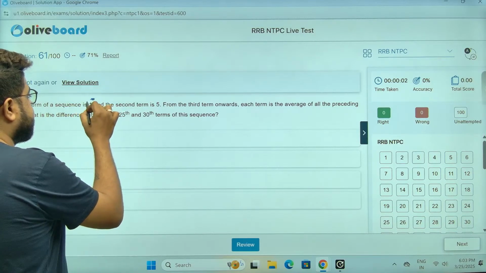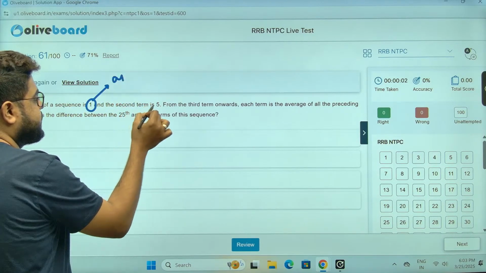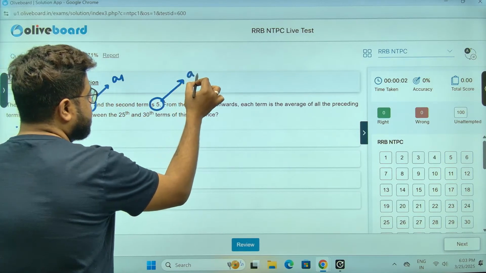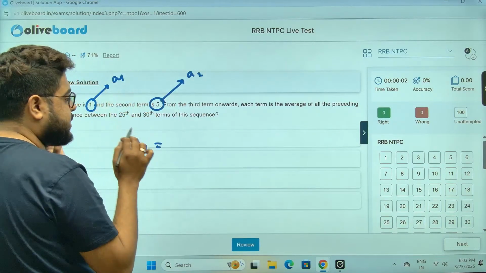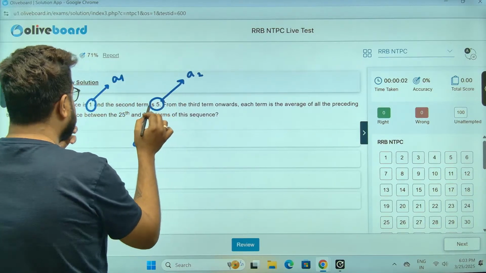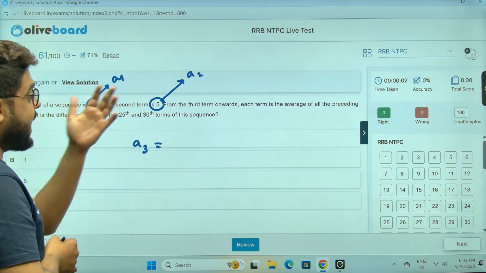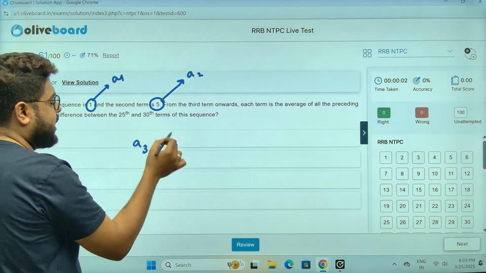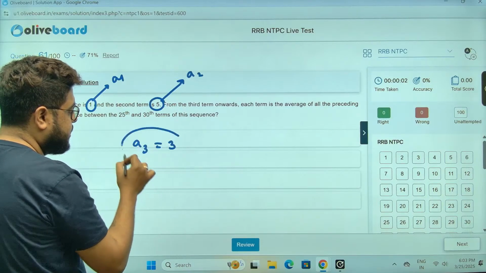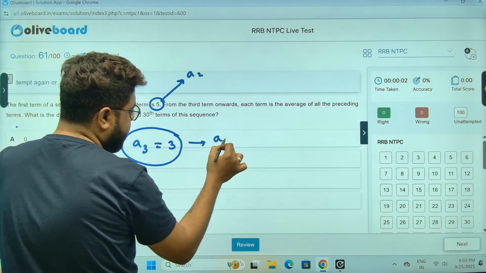This is A1, the first term. This is A2. A3 is the average of all the preceding terms, so A3 is the average of A1 and A2. 5 plus 1 by 2, that is 3. So what will A4 be?